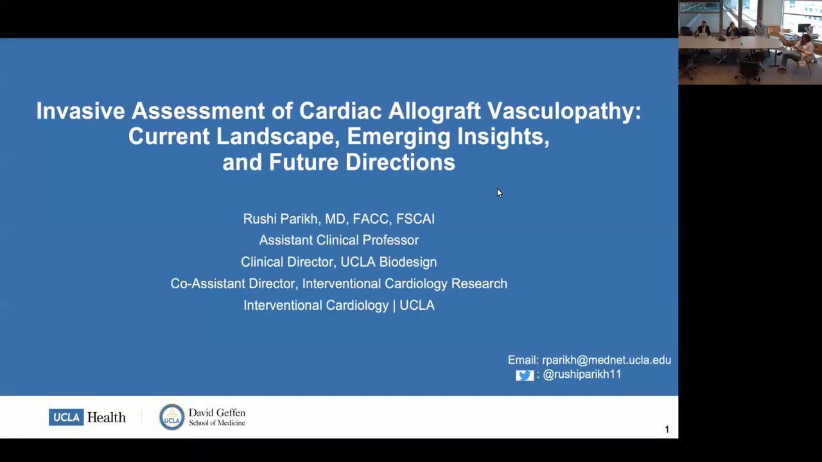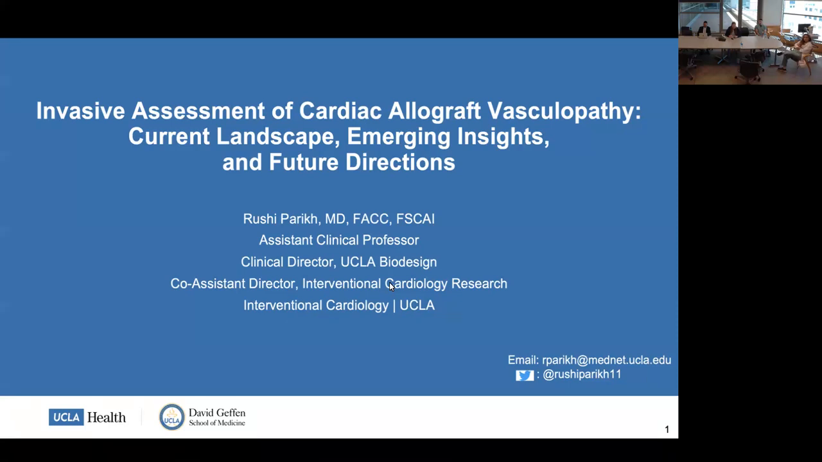He completed his MD at NYU and then his internal medicine training at UCSF, as well as interventional and general cardiology at Stanford. He is an interventional cardiologist and assistant clinical professor in the Division of Cardiology at UCLA. He's the clinical director of UCLA Biodesign and also serves as the co-assistant director of the UCLA Interventional Cardiology Research Program. His primary research focus is on post-heart transplant cardiac allograft vasculopathy, coronary artery disease, and vascular imaging and physiology.